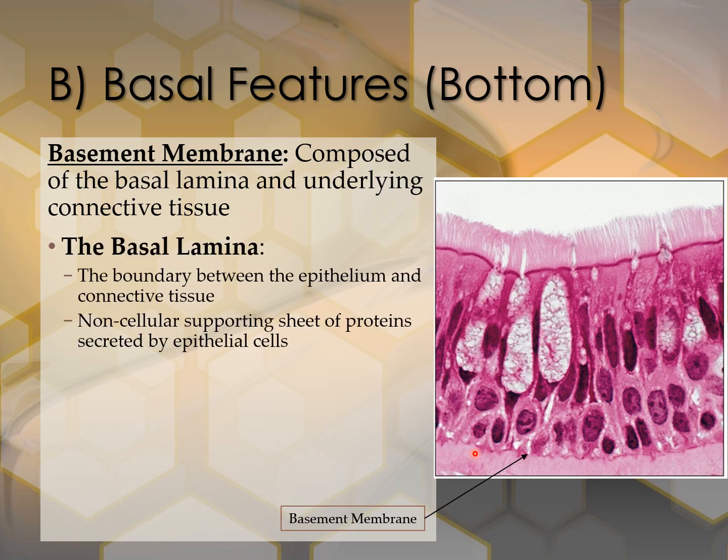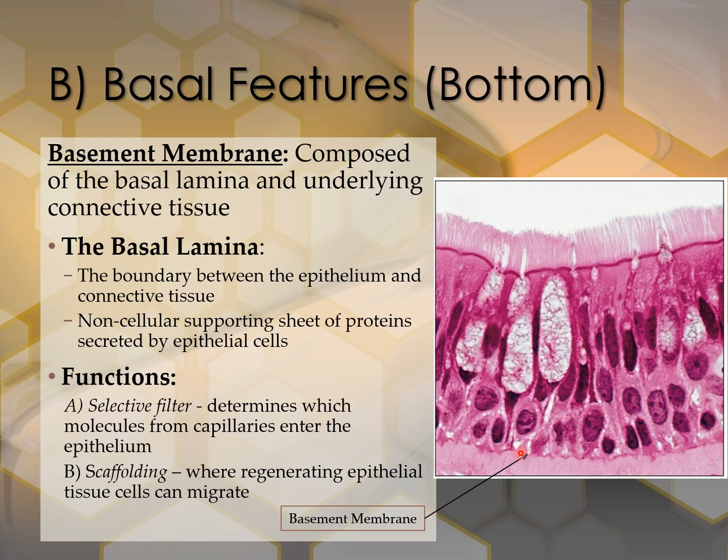So there is a basal lamina, which is between the epithelial tissue and the connective tissue. It's just a sheet of protein that makes up part of the basement membrane. So what is the function of the basement membrane? Well, it is a selective filter. That means that it decides, it's kind of like a gated community. It decides what it's going to allow to enter from that underlying connective tissue.